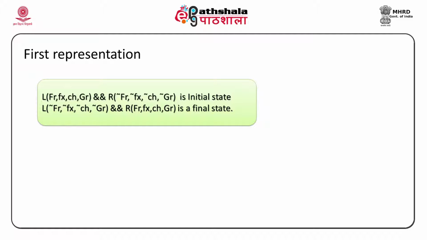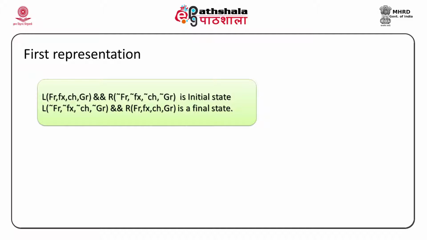Let us look at the first representation: L, FR, FX, CH and GR. Farmer, fox, chicken and grain. All 4 of them on the left hand side. FR is farmer, FX is fox, CH is chicken and GR is grain. And on the right hand side you have tilde FR, meaning not FR, the farmer is not there. Okay. So, we are using a different notation here. There are many other notations used, there is no standard about this. So, you can use one which suits you. So, it is not FR, not FX, not chicken, not grain.